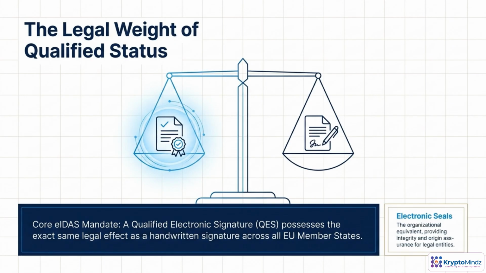Under eIDAS, qualified really means something special. A qualified electronic signature isn't just strong security, it is legally treated like a handwritten signature everywhere in the EU. That means a contract signed remotely with a QES must be accepted just as if it were signed in ink, in person, in any member state.